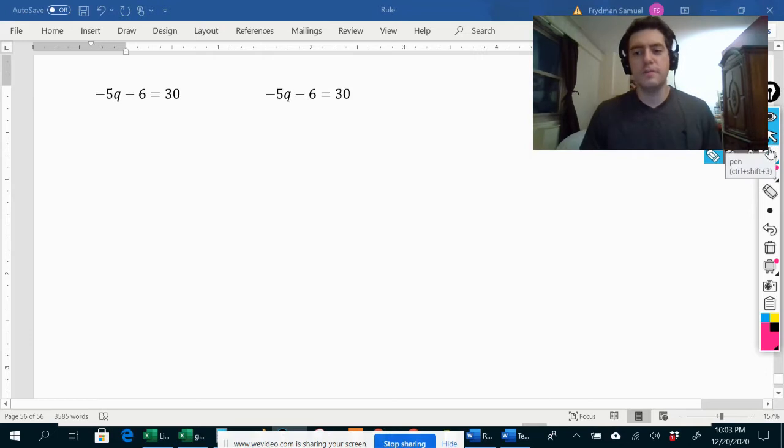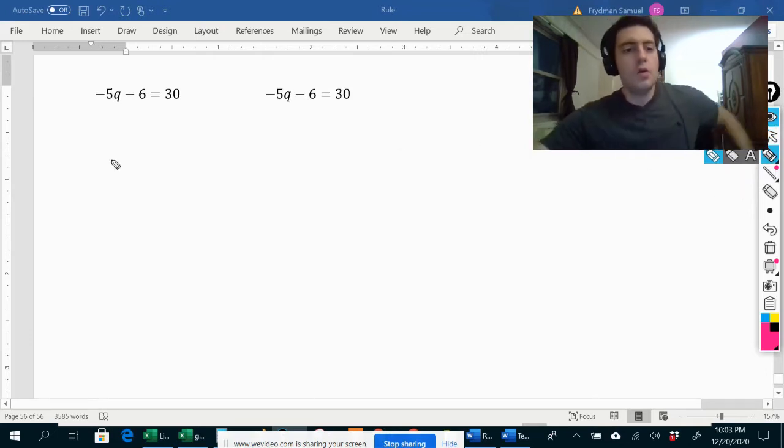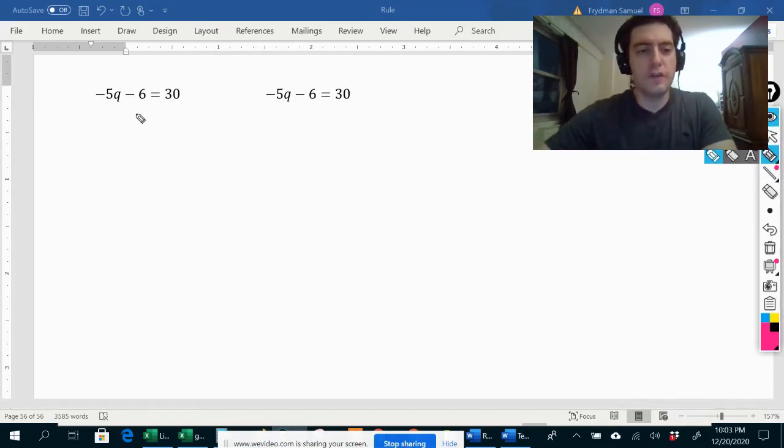So over here, one way that I could solve this equation is to get rid of this constant term, this term which does not have a variable next to it. And this is subtraction. The inverse of subtraction is addition. So I can add 6 here to get rid of that. And whatever I do to one side, I have to do the same thing to the other side. So I'll add 6 to that side also.